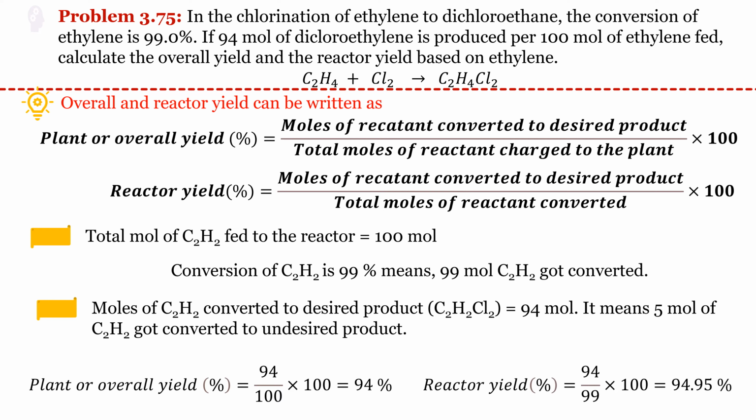Now we can write the reactor yield. In case of reactor yield, we need to take total moles of reactant converted. So conversion is already given, that is 99%. So 99 moles of C2H4 got converted. So it will become equal to 94.95%.